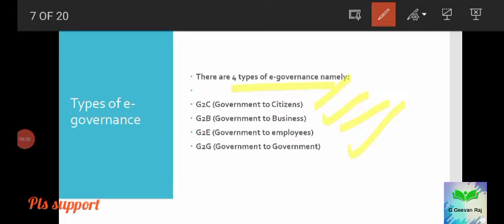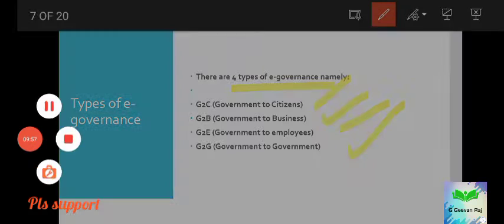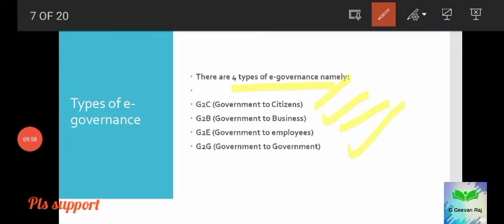Through various e-governance initiatives or platforms, the government will be able to coordinate with the business. And the third is government to employees. So, e-governance also comes between the government and the employees of the government. And it also ensures coordination between various governments. So the four types are government to citizens, government to business, government to employees, and government to government.